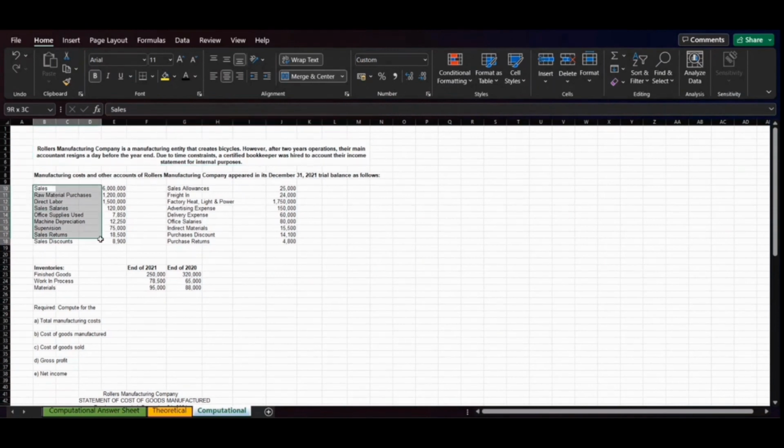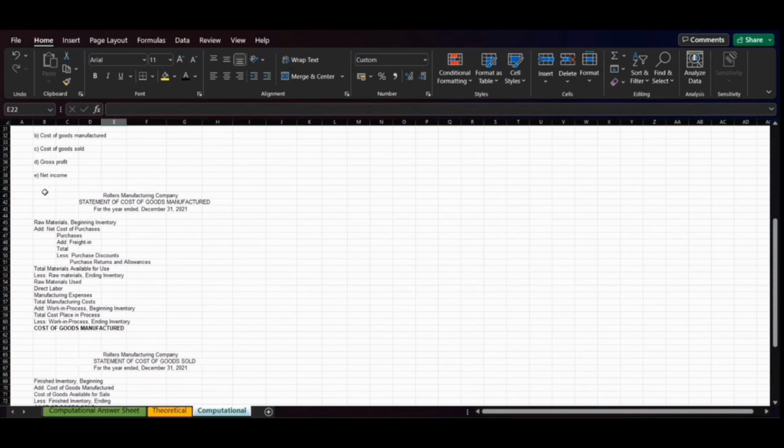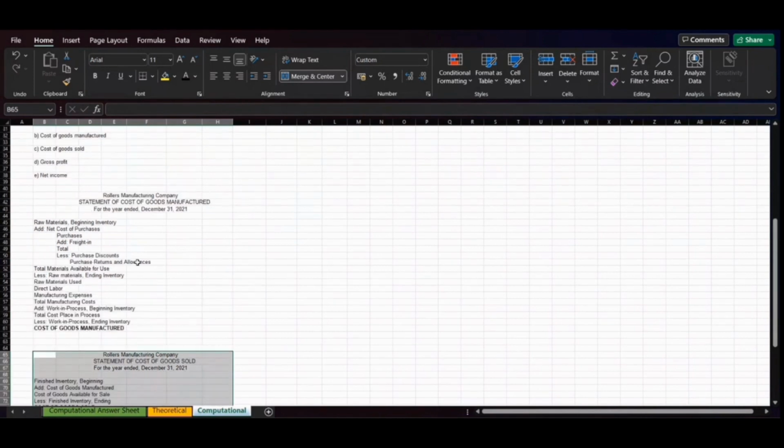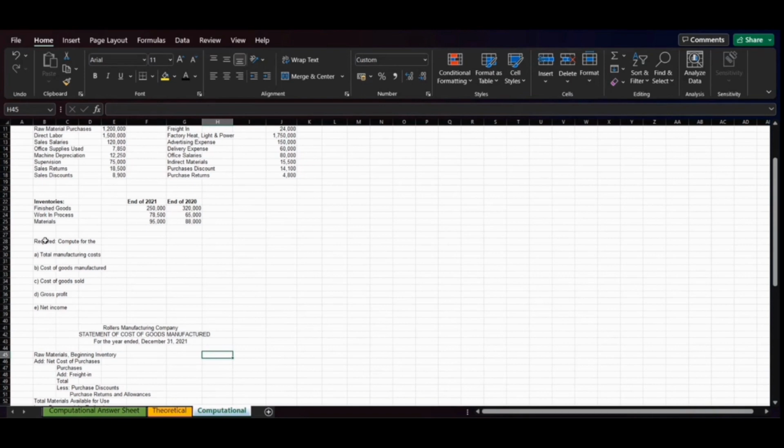So, dito natin makikita yung mga accounts and yung mga amounts nila. So, without further ado, let's begin this computational process. So, may nakahanda na akong mga format. Ang pwede natin gawin is, habang nagsosolve ako, mag-solve din kayo sa Excel files ninyo. So, dito may hinahanap tayong required. Compute for the total manufacturing costs, cost of goods manufactured, cost of goods sold, gross profit, and net income.